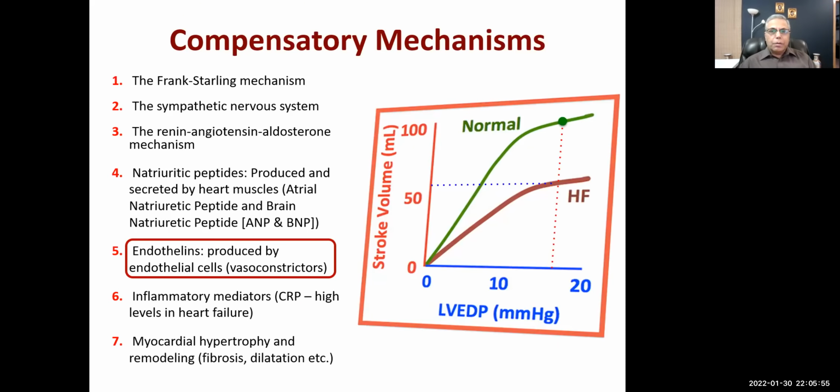Let's continue with the compensatory mechanism. We have seen that for sympathetic nervous system stimulation, we give beta blockers, and to counter the renin-angiotensin-aldosterone system, we give ACE inhibitors. Now we are going to deal with endothelins, which cause vasoconstriction. And obviously, vasoconstriction is not good for a failing heart, because vasoconstriction means increased peripheral resistance, and increased peripheral resistance means the heart will need to create a greater force to eject the blood, right?